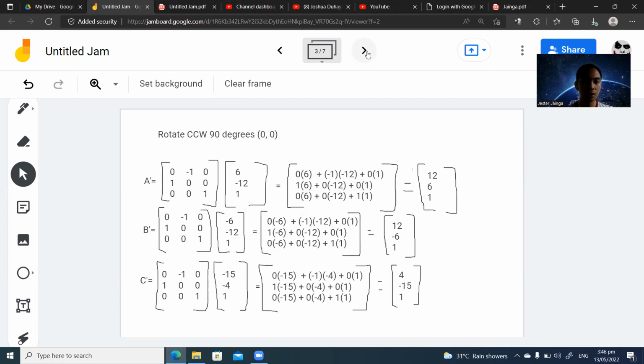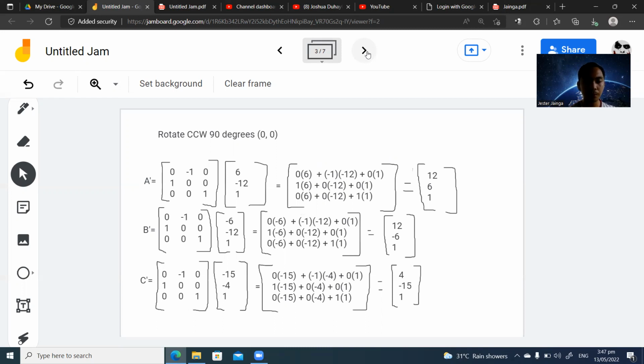So for the B, the vector is -6 and then -12. So 0 times -6 plus -1 times -12 plus 0 times 1. And then 1 times -6 plus 0 times -12 plus 0 times 1. Next is 0 times -6 plus 0 times -12 plus 1 times 1. So the new value is 12 and then -6.